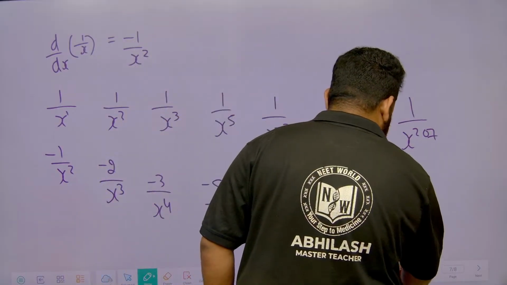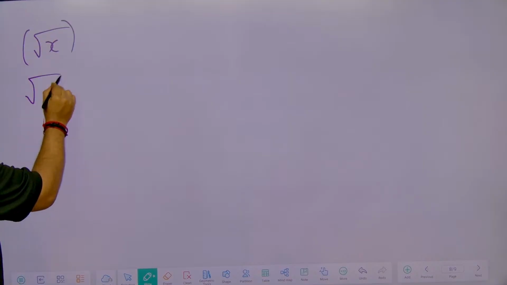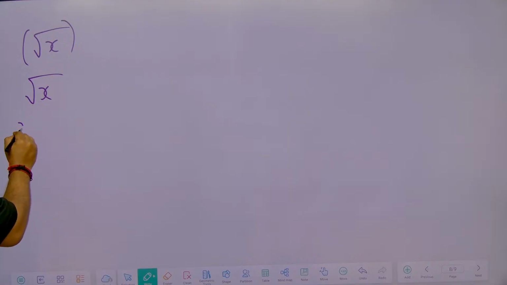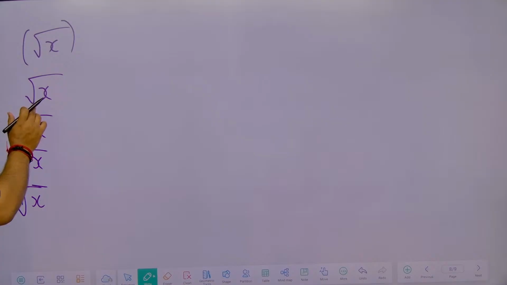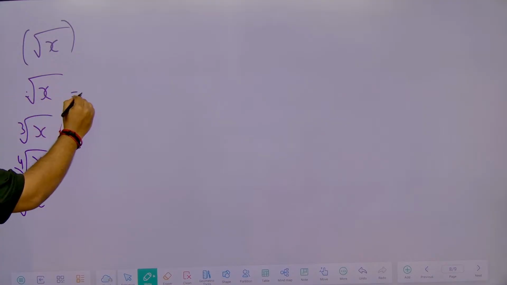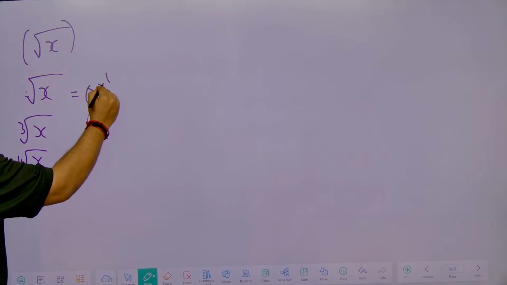This is one thing. Now very important. See, they give something like this, square root of x. First of all you should know how to write square root of x, or if they give cube root of x, or fourth root of x, or nth root of x. Anything like this. Square root of x means what? Here nothing is there, means it is 2. Square root of x can be written as x to the power of 1 by 2.